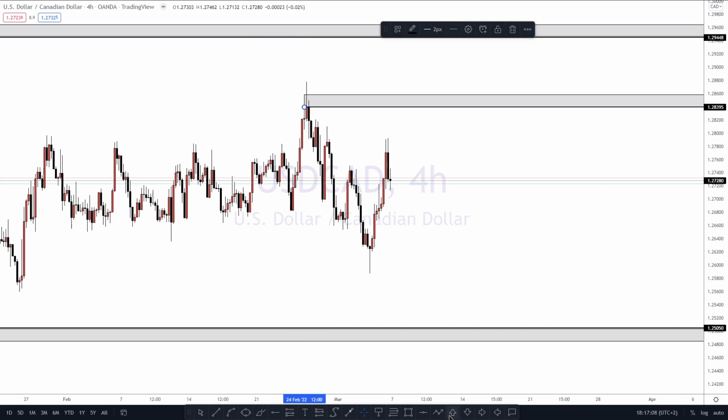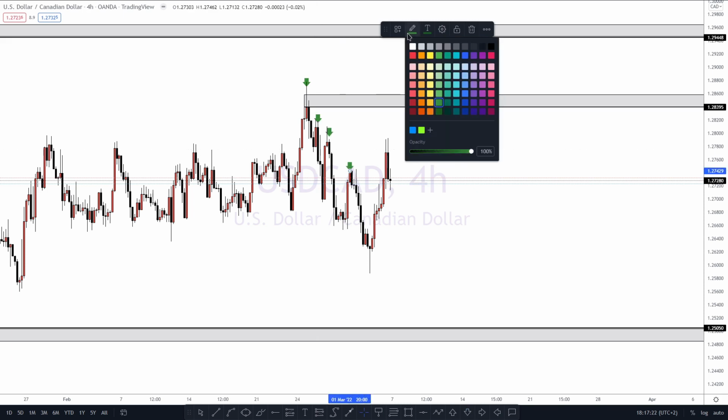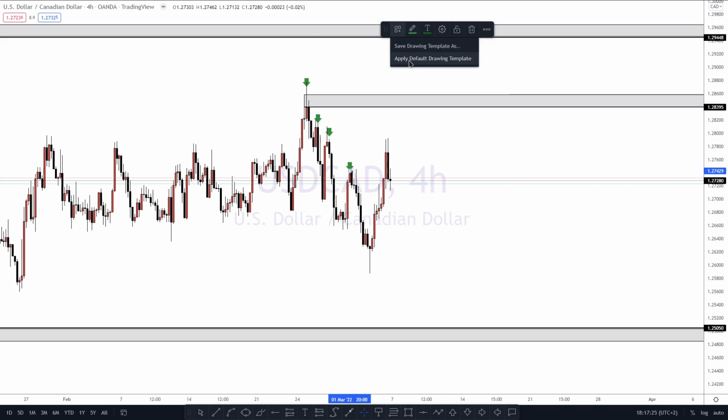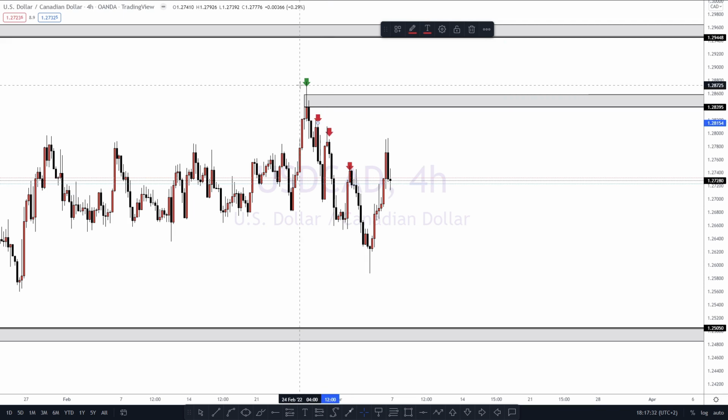So when price was moving to the downside, we had this as a high, if I'm not wrong. This is a high, this is a lower high, a lower high, a lower high, right? That's what we potentially had. Let me just reset this to default. Right, we had those as lower highs.